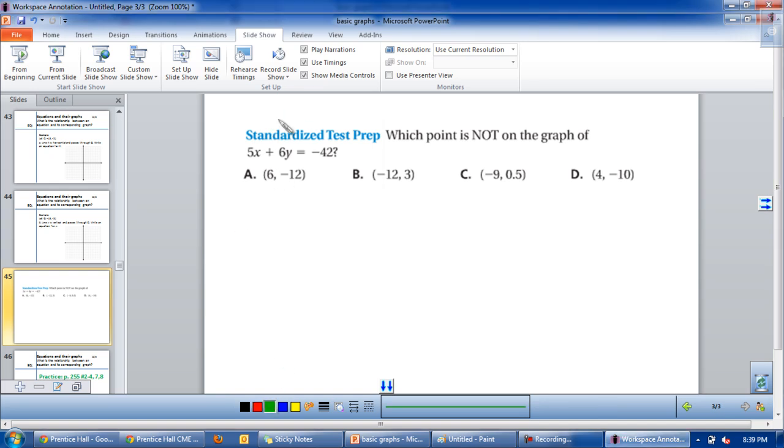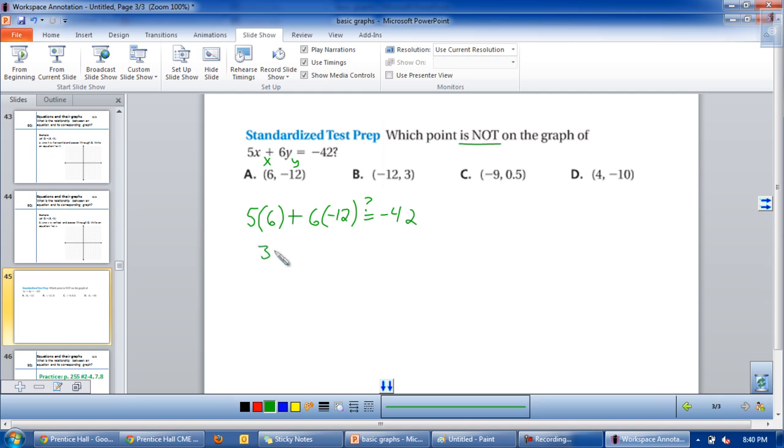Alright, well, we said earlier, if a point is on the graph of an equation, it means that the coordinates must satisfy the equation. So we're going to test all 4 of these points and find the one that does not satisfy the equation 5x plus 6y equals negative 42. Remember the first number is your x, the second number is your y. So we have 5 times 6 plus 6 times negative 12. We want to see if it's equal to negative 42.